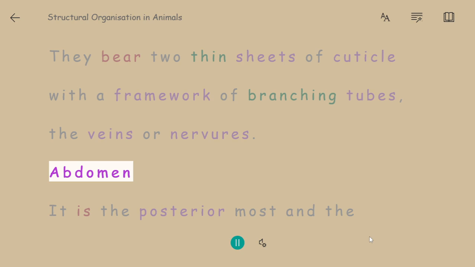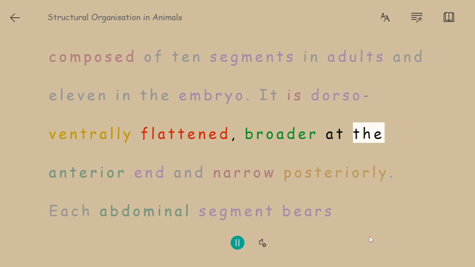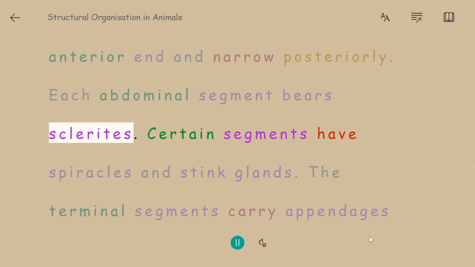Abdomen. It is the posterior most and the largest part of the body. It is composed of 10 segments in adults and 11 in the embryo. It is dorsoventrally flattened, broader at the anterior end and narrow posteriorly. Each abdominal segment bears sclerites. Certain segments have spiracles and stink glands. The terminal segments carry appendages and some apertures.